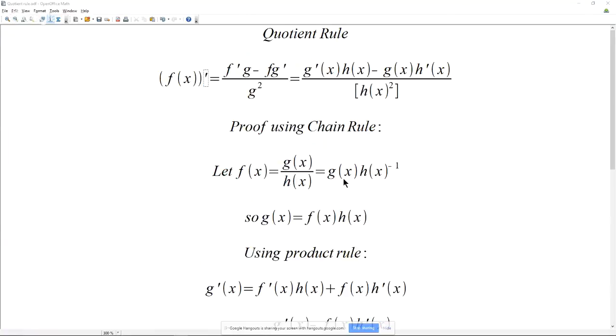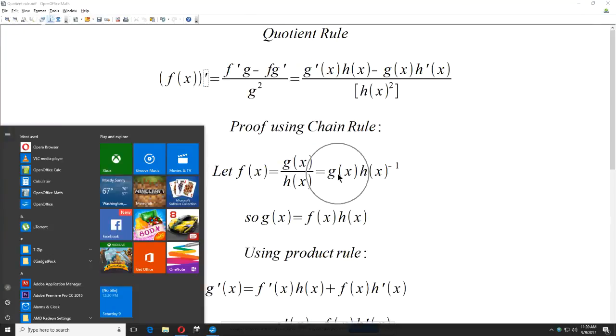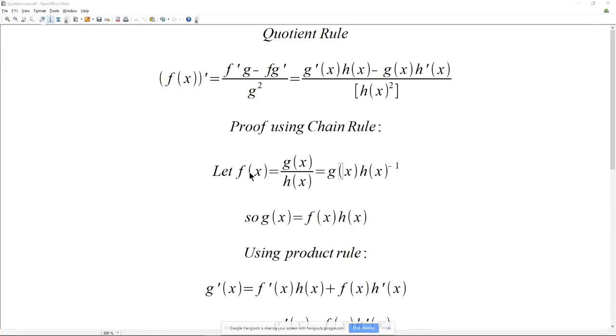But if you write it this way, you can rearrange it a little bit easier, or at least I think so. I want to rearrange this in terms of g of x. So what happens if I multiply this side by h of x, and I multiply this side by h of x?